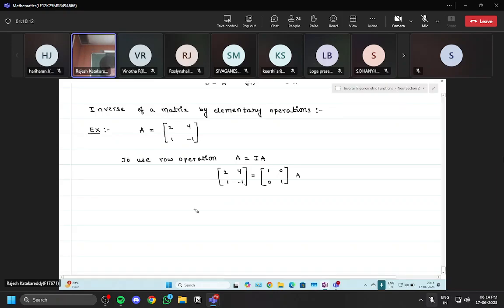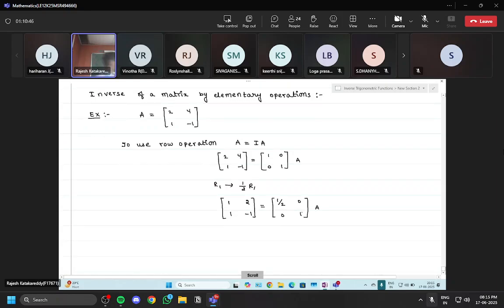So the first elementary operation we are applying is row 1 changes as row 1 divided by 2, that is 1 by 2 times row 1. Now we have here 1, 2, 1 and then minus 1 equals 1 by 2, 0, 0 and 1, then matrix A. Hope everybody understood the basic elementary operation we did, the initial one.